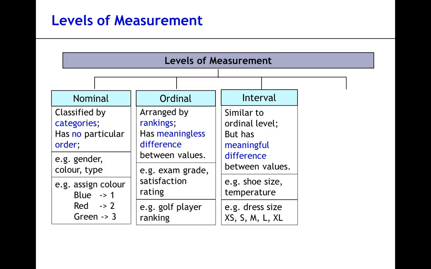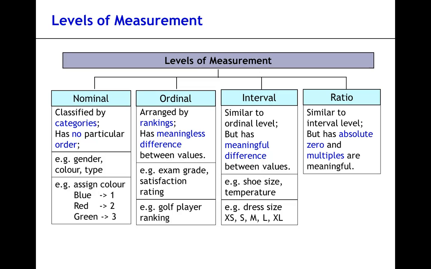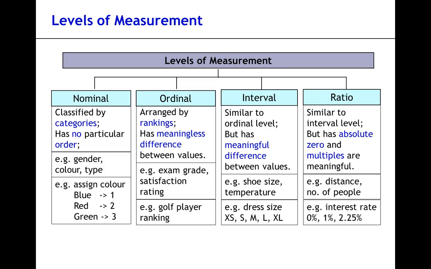The fourth level of measurement is the ratio scale. This is similar to the interval scale, but contains absolute zero. Multiples between values are also meaningful. Examples of ratio scales are physical distance, the number of people, or interest rate. So 2.25% will provide 225% more than what the 1% interest rate would provide in absolute dollar.